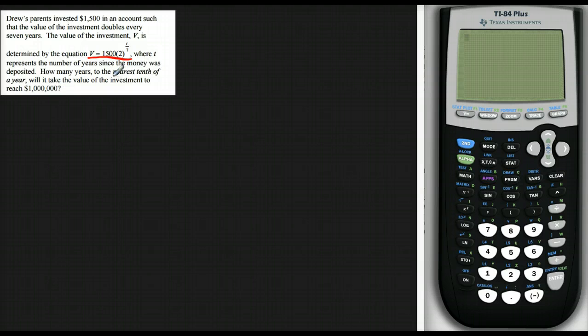So before I do anything else, I'm going to say nearest tenth of a year. I need to round it at the end. Okay. So essentially what it wants to know is when this value will equal $1 million. So I'm going to set up an equation. I want to know when my equation for growth is going to be equal to $1 million.